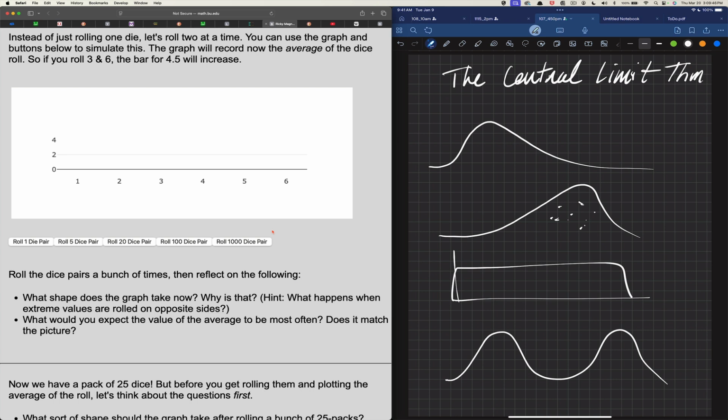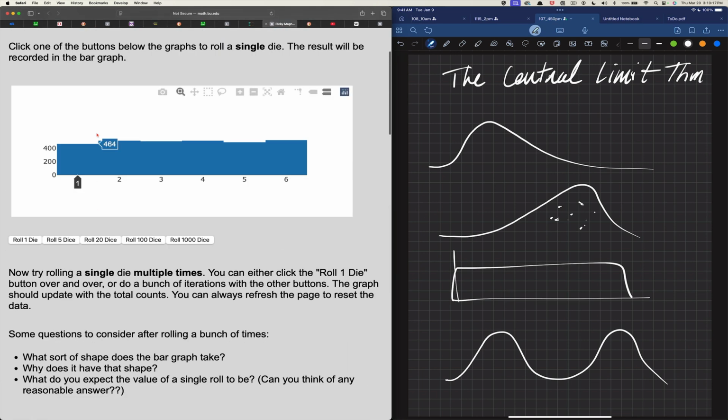The graph will record not the individual rolls. So if I rolled a pair of die, I'm not looking at a pair of die as in I'm going to get a 1, 2, 3, 4, 5, 6, 7, 8, 9, 10, 11, or 12. That's not what we're talking about here. We're not playing Parcheesi. I am rolling 2 die at a time, and I'm not recording each one as 1 or 6, meaning I won't get 2 rolls out of this. I'm calculating the average. So I'm calculating the mean. So this is a sample. This is simulating a sample of 2.